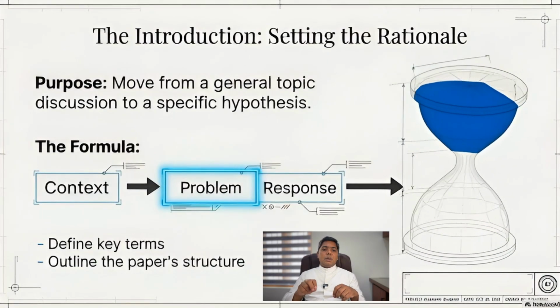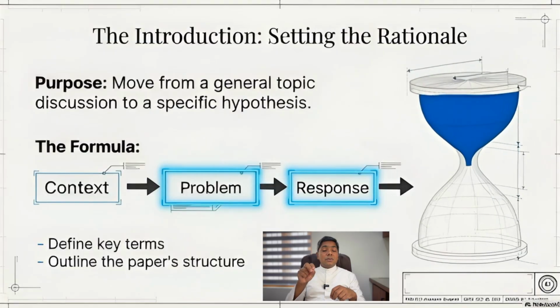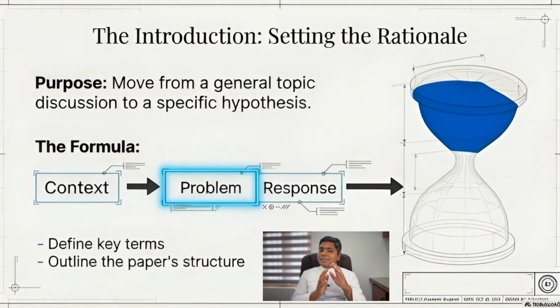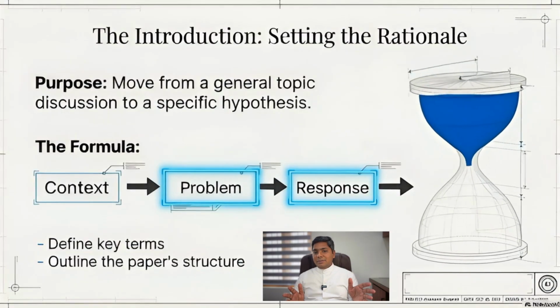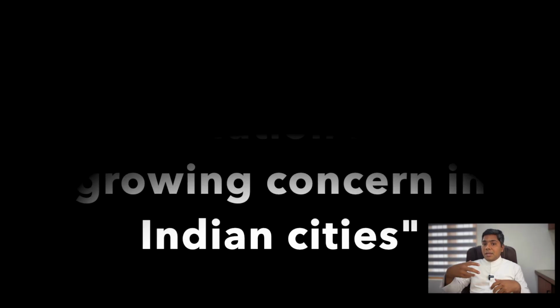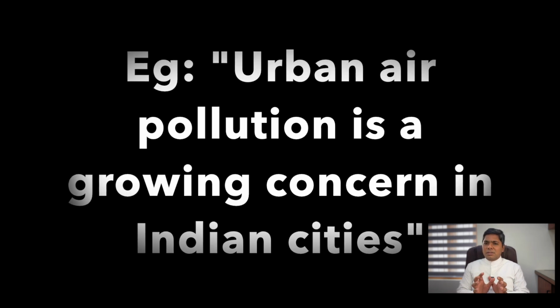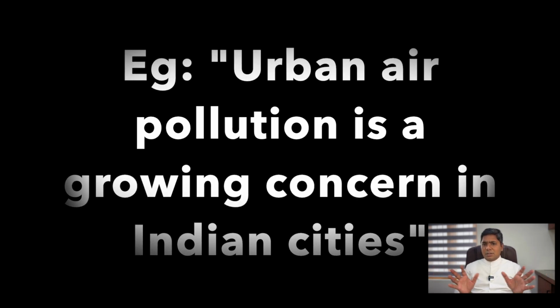A strong introduction typically has three key elements. Think of this as a formula: context plus problem plus response. What is a context? You establish the general area. For example, urban air pollution is a growing concern in Indian cities. That's a general context. So we all know that. There is a lot more pollution in many Indian cities. So that is a general context.